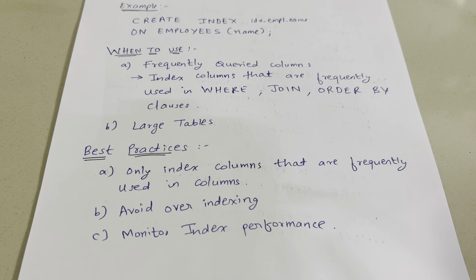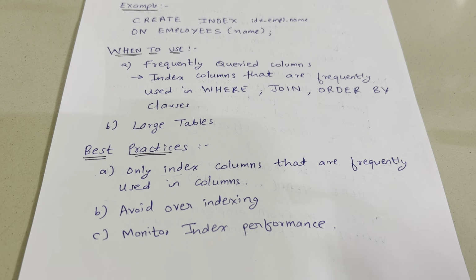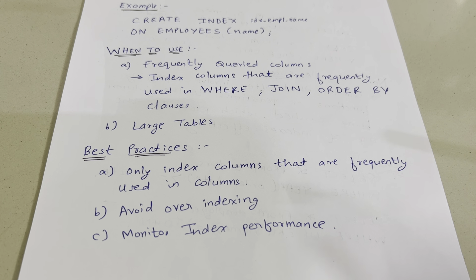What are some of the best practices when it comes to indexes? Only index columns that are frequently used. Do not create an index on all the columns. Instead of improving the speed of the query, it will slow down the query even more because so many indexes are created on random columns. So make sure you are only using indexes on frequently used columns. Avoid over indexing as well because that will also eat up your time.